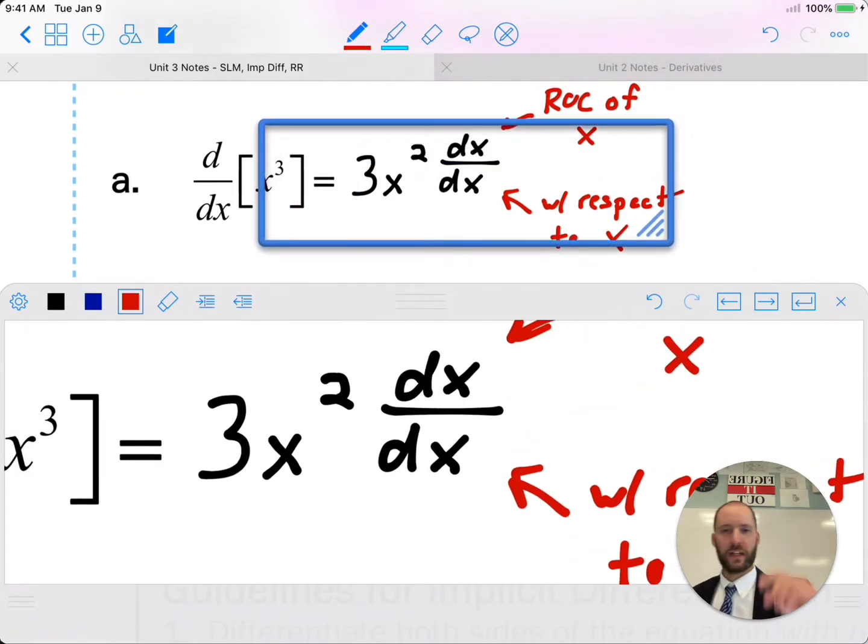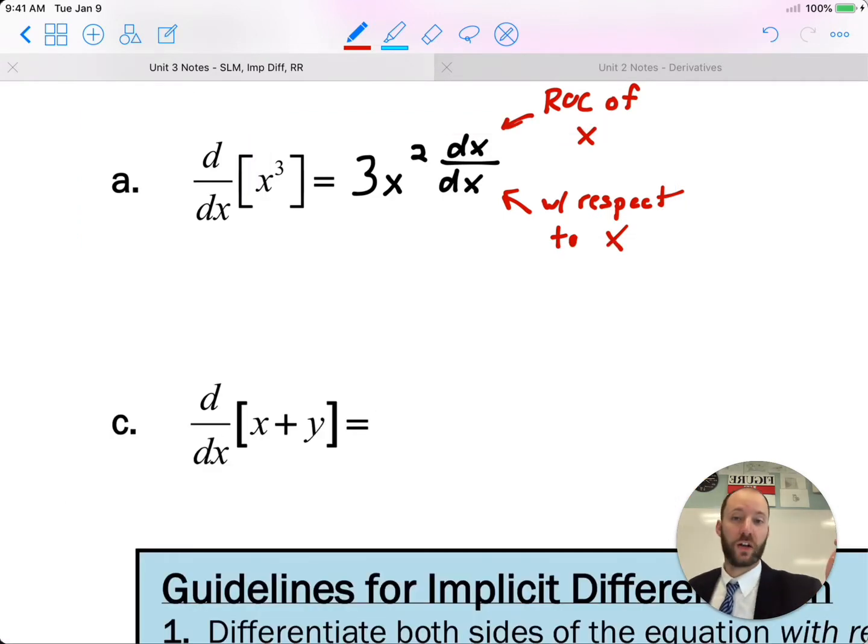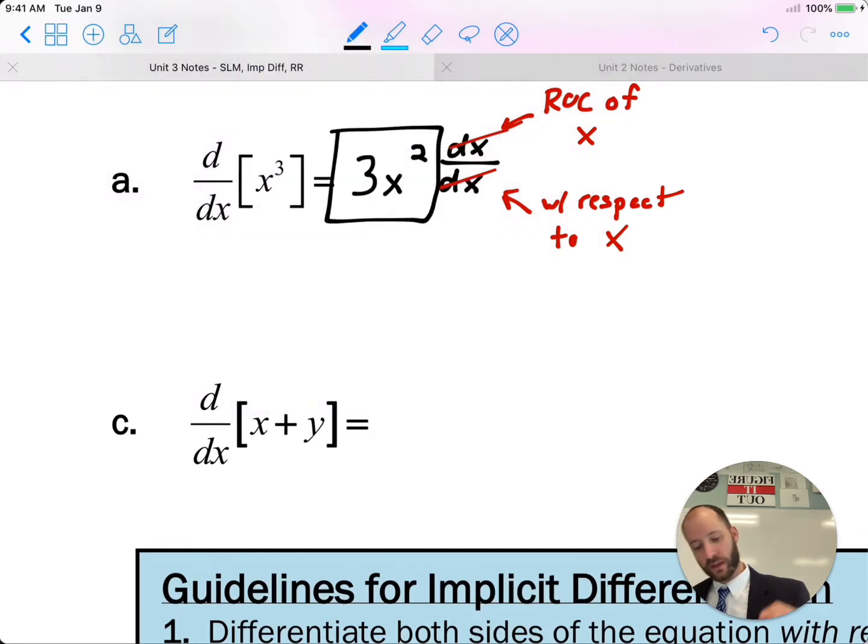Now here's the thing, we've been doing this all along, dx over dx, but we don't really write it because dx over dx, the rate of change of x with respect to x, they usually just cancel out, something over itself. So you would just have 3x squared, which you know with the power rule.